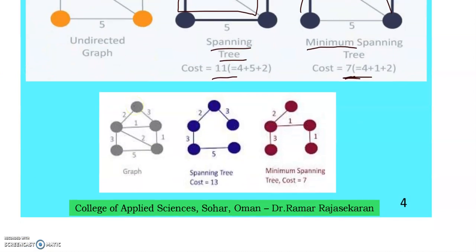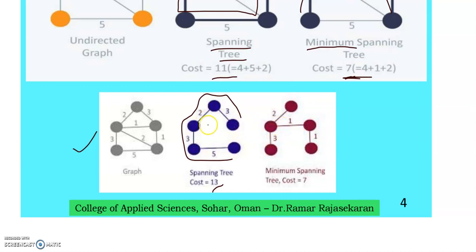Now you see another example. This is a given graph. Okay. Now you see the spanning tree. Start from this vertex, from here to here, here to here, here to here, here to here. So 3, 2, 3, 5. The total weight is 13. Now you see here, this is also a tree. This is also a spanning tree.